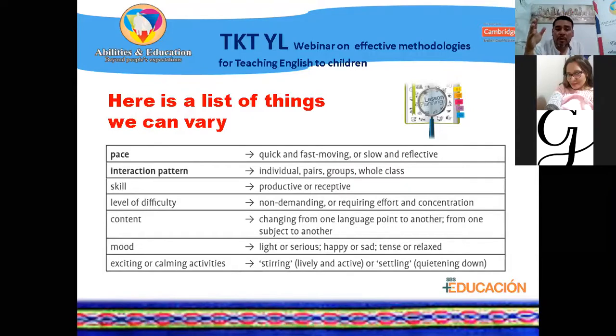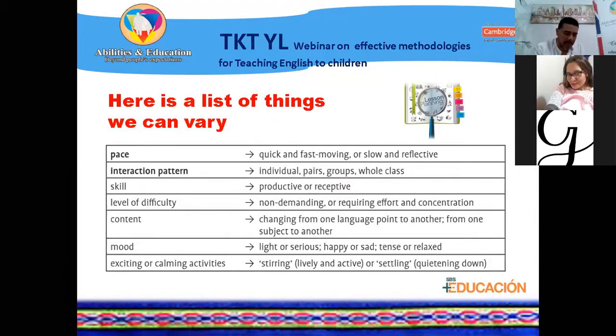We can vary also the skills: listening, speaking, writing, reading, and there should be a balance. We have to include the 4 skills in our lessons. Some teachers plan their lessons and they only focus on reading, the whole year reading, first bimester reading, second bimester reading, and they don't include the other skills, any speaking or listening, for example. We can vary the level of difficulty. We can vary the content. We can vary the mood.